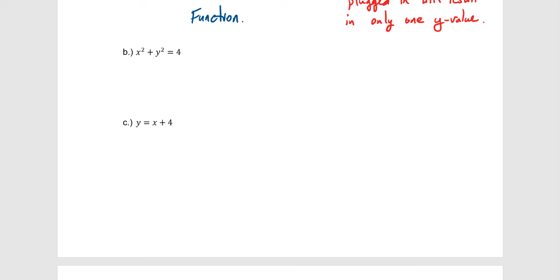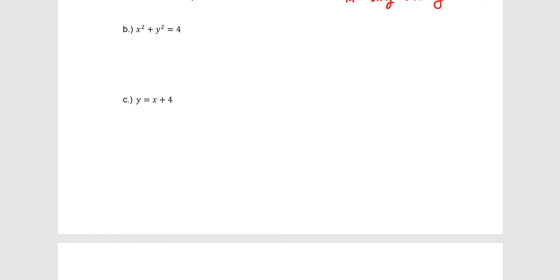Okay, for the next one here, we have x squared plus y squared equals 4. So solving this for y now. This one's a little bit more complicated.